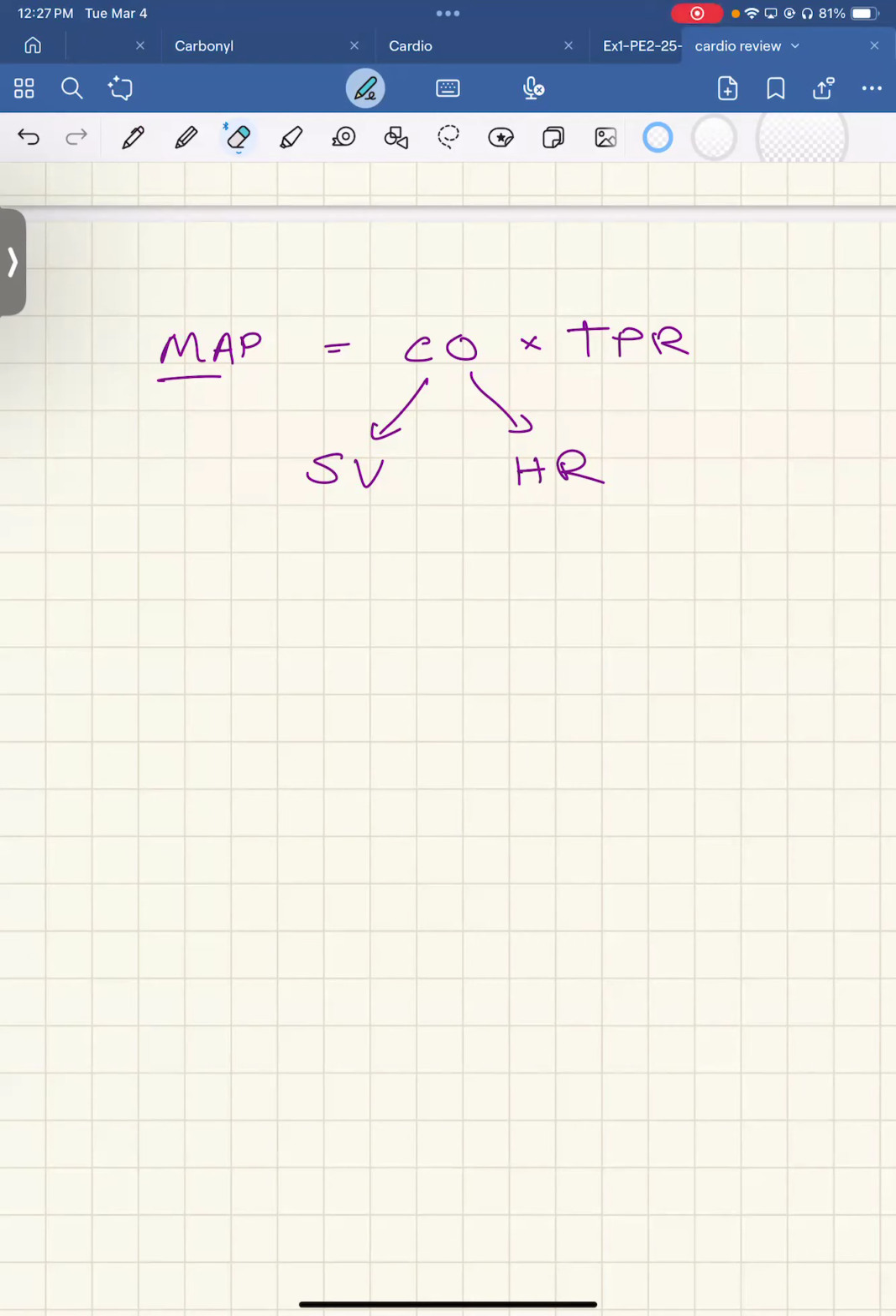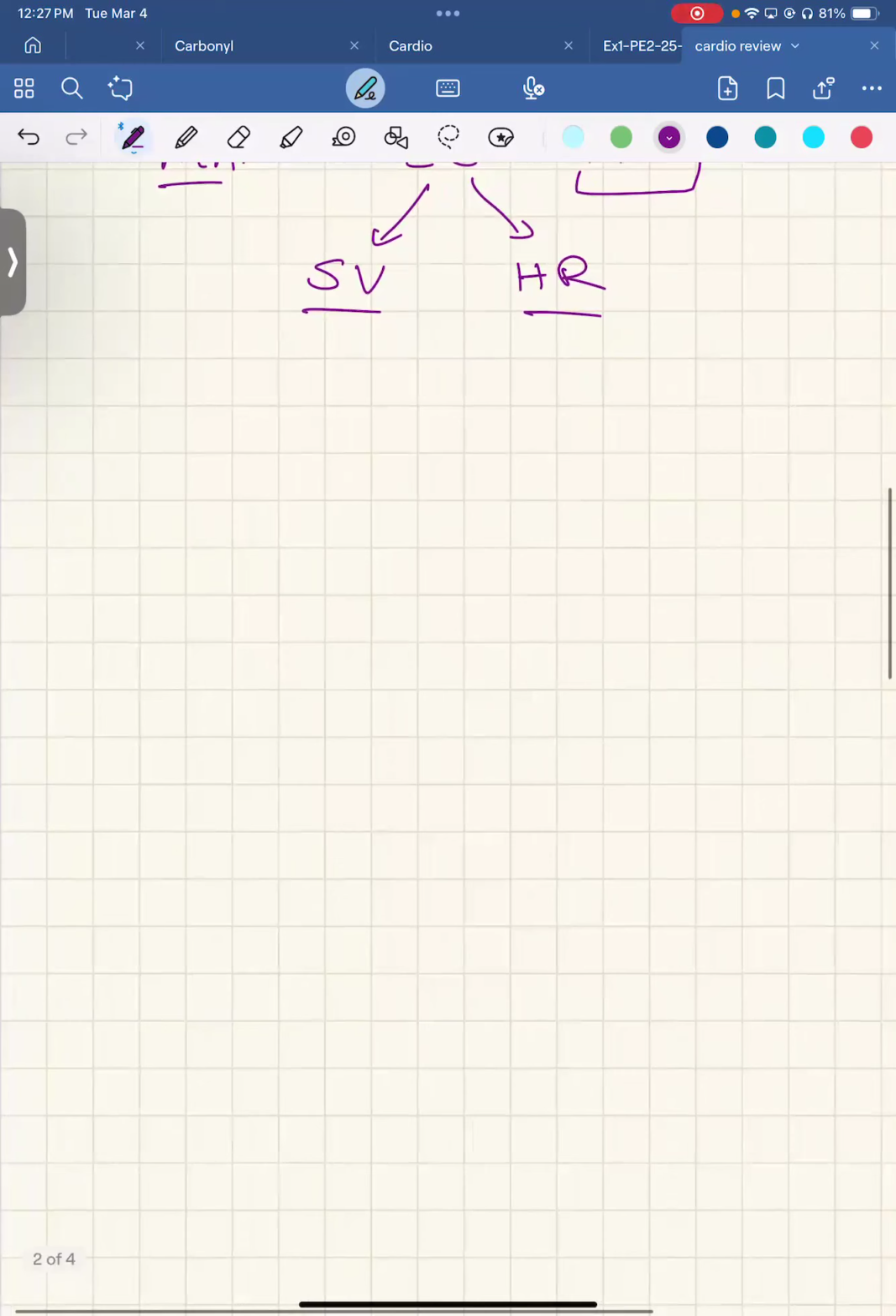So how does it maintain it? It can manipulate the components of MAP. Cardiac output is one of them, and cardiac output depends on stroke volume and heart rate, which you also learned, and these could be manipulated by the brain. The other thing that you haven't learned yet, but will, is the total peripheral resistance, so I won't talk about that today. But let's talk about the stroke volume and the heart rate.